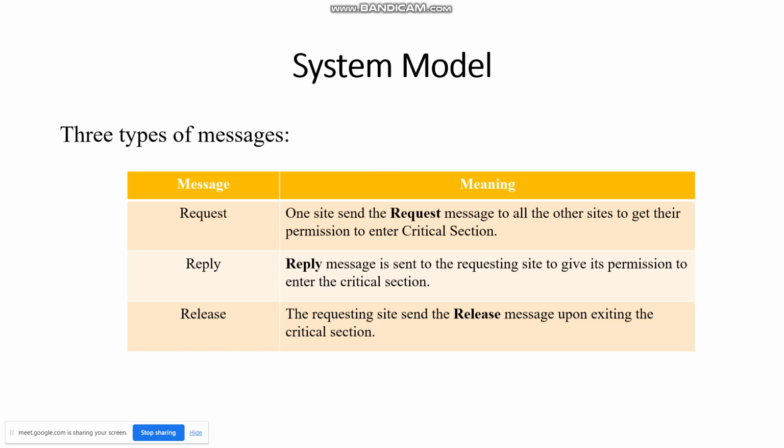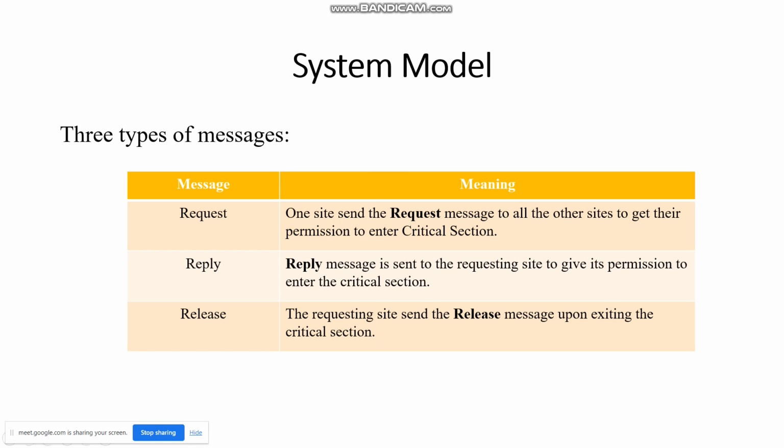Before seeing the example, you should know there are three types of messages passed in this distributed system. One is a request message, the second is a reply message, and the third is the release message. So these are the three messages. What is the meaning of the request message?